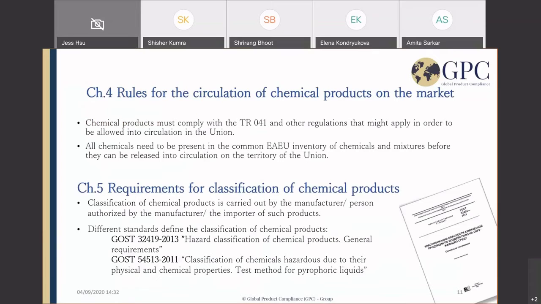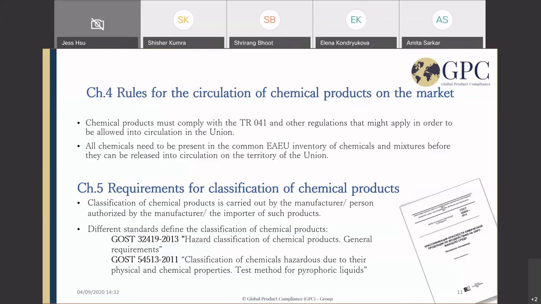So, rules for the circulation of chemical products on the market. Chemical products must comply with the technical regulation 041 and the other regulations that might apply in order to be allowed into circulation in the Union. So this is pretty simple, and all chemicals also need to be present in the common EAEU inventory of chemicals and mixtures before they can be released into circulation on the territory of the Union.